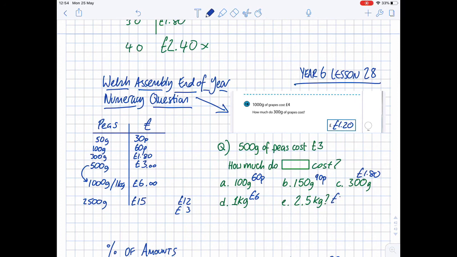So there are your answers. Hopefully you used a table like me, because I think that's the easiest way. If you didn't and you've still got all the right answers, well done. Keep using whatever method you used, because that's obviously worked as well.